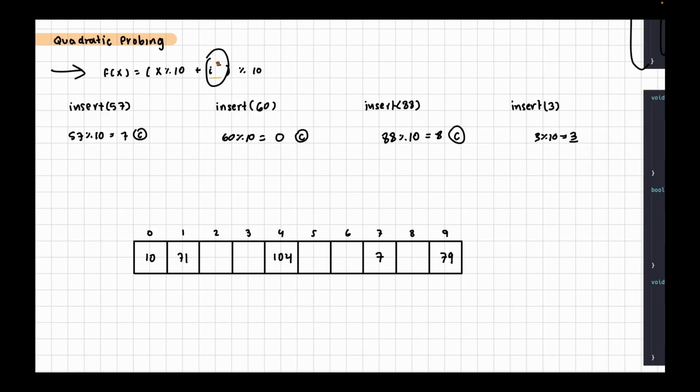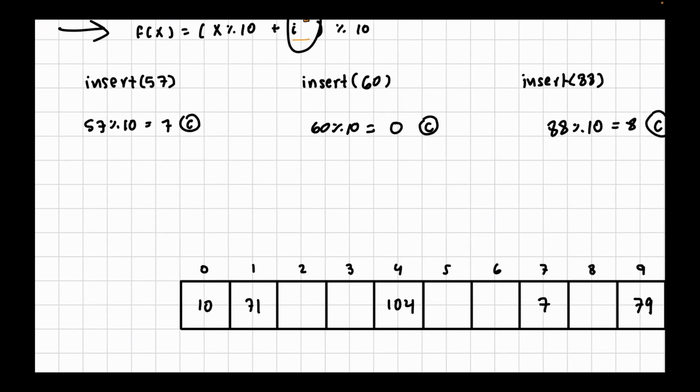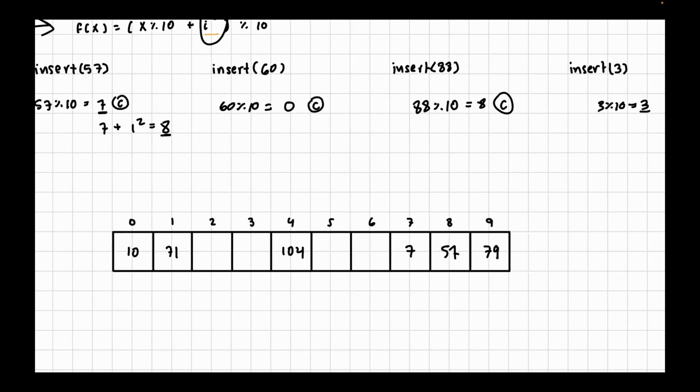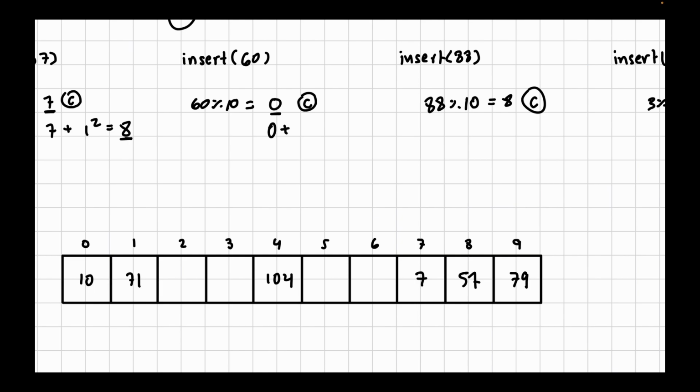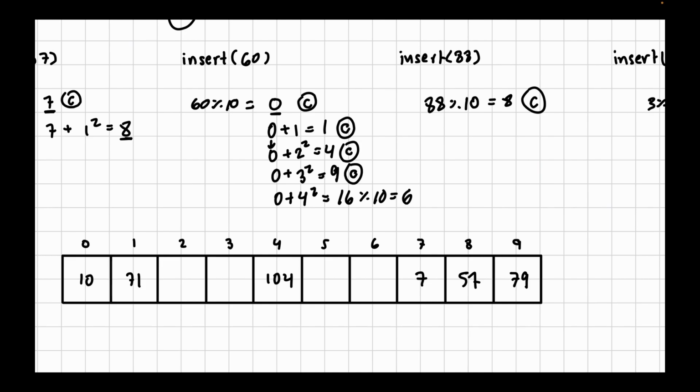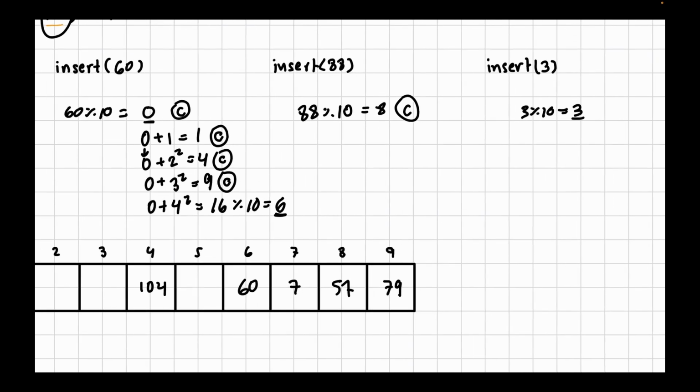Now, I do not want to do all that, so just really quickly, to not write all of that, you can just take your index. So 7 plus, in this case, 1 squared, that's just 8. So we can place 57 at 8. For 60, at 0, so 0 plus 1, that's 1, that's a collision. So we do 0 plus 2 squared, that's 4. That's a collision. I can do 0 plus 3 squared, that's 9. That's a collision. So I can do 0 plus 4 squared, that's 16. I'm going to mod again. That's 6. So that's not a collision. So 60. 88.